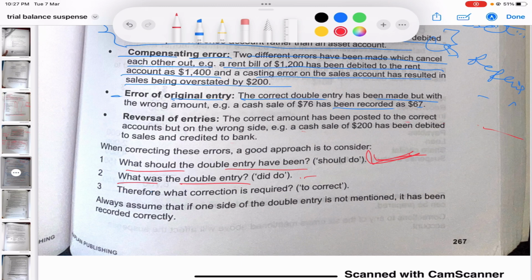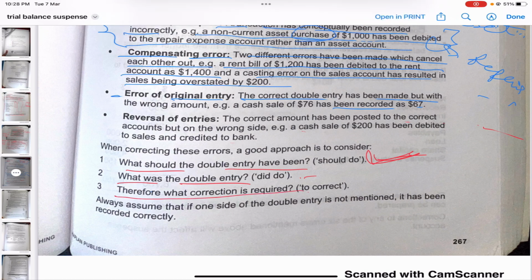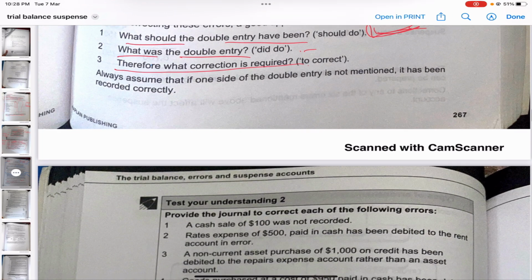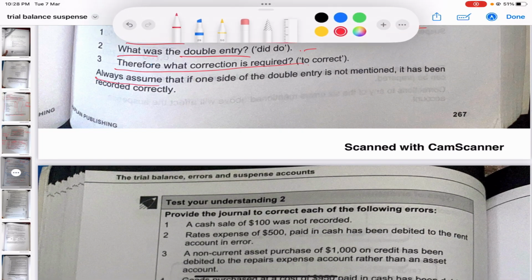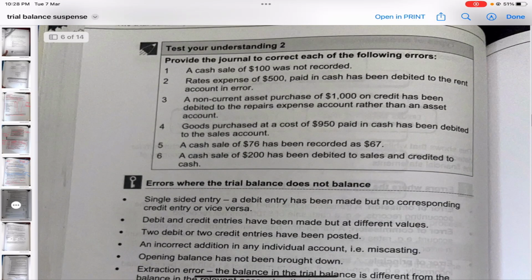So the second thing is you need to see what entry they did, even if it's wrong. And then the third step is to see what is correct. Always assume that if one side of the double entry is not mentioned, it has been recorded correctly. So whatever hasn't been mentioned, that itself implies that it is correct. Okay? Now we're going to go about it logically.